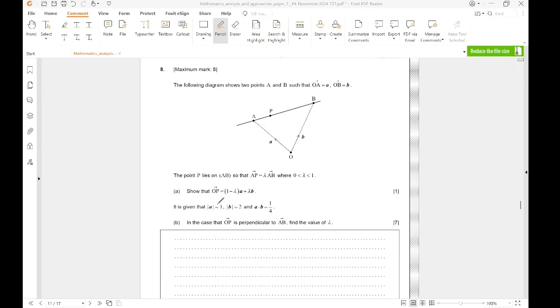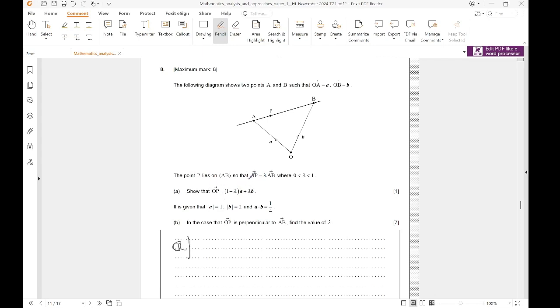Okay, so let's get into question number 8. Question number 8 shows that the following diagram shows 2 points A and B such that OA is equal to a and OB is equal to b. There is a point P that lies on AB, so that AP is equal to lambda times AB, where lambda is between 0 and 1. Show that OP is equal to 1 minus lambda times a plus lambda b.